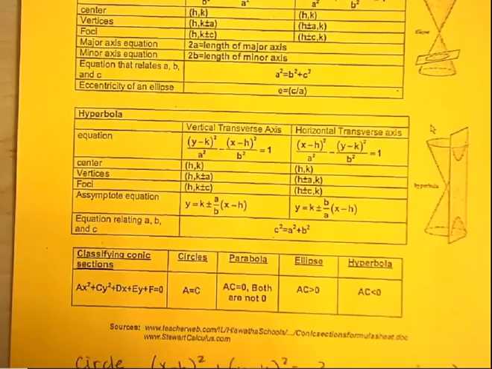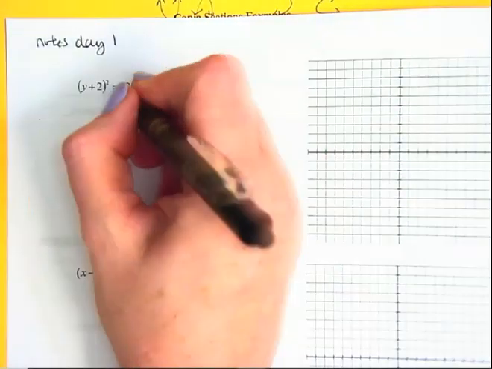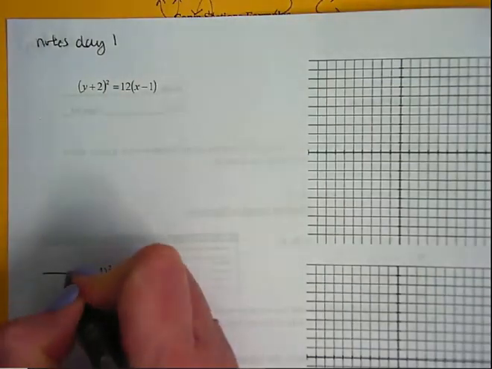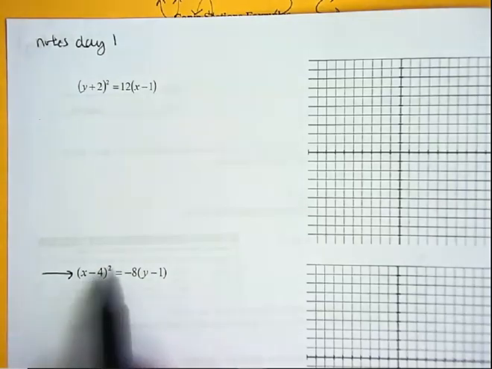Now I want you to pause the video, and on the back of this sheet, skip this first one. We'll come back to that one in a second. I want you to go here and do this one. You see that gives me an x squared. So that's also going to be a vertically oriented parabola. So pause the video and try this problem by yourself.